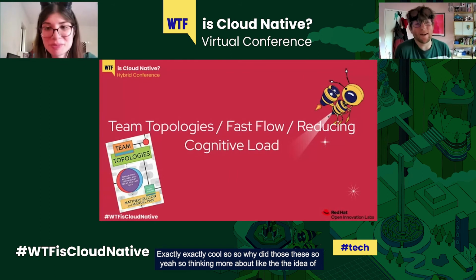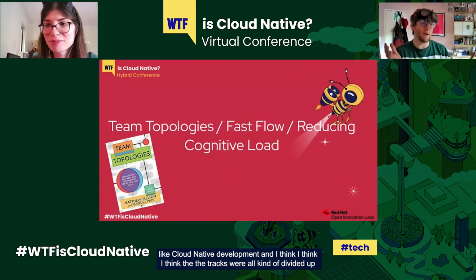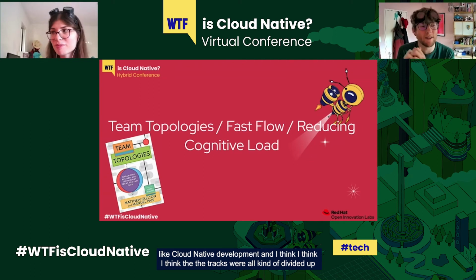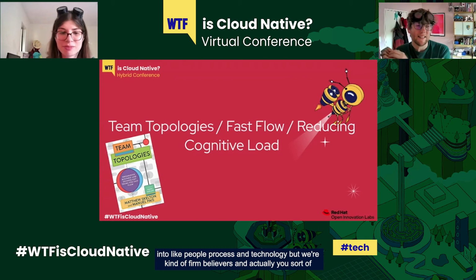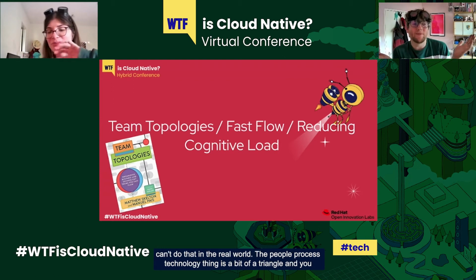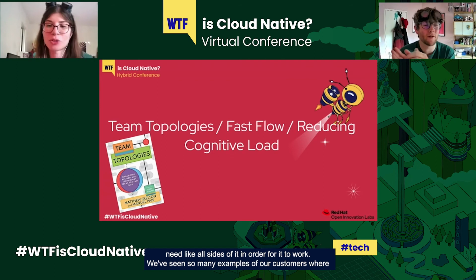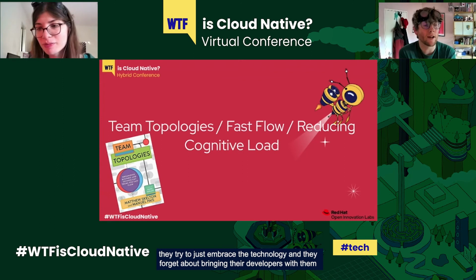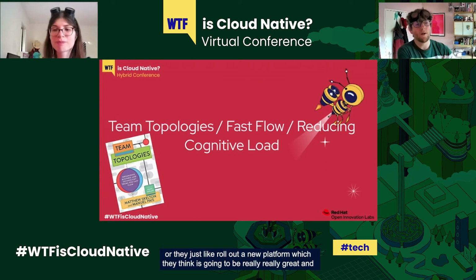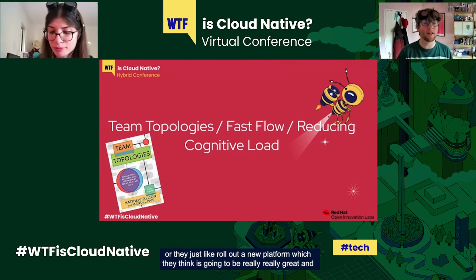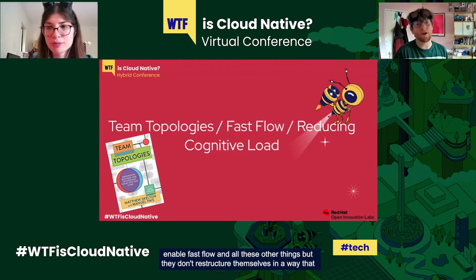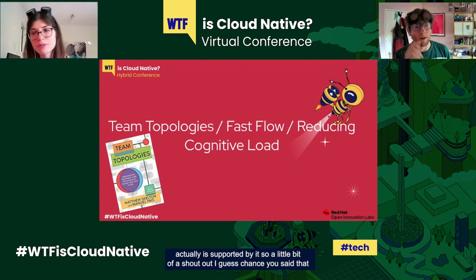So why we did all these? Thinking more about the idea of cloud native development, I think the tracks were all kind of divided up into people, process, and technology, but we're kind of firm believers that you can't do that in the real world. The people, process, technology thing is a bit of a triangle, and you need all sides of it in order for it to work. We've seen so many examples of our customers where they try to just embrace the technology and they forget about bringing their developers with them, or they roll out a new platform which they think is going to be really great and enable fast flow and all these other things, but they don't restructure themselves in a way that actually is supported by it. So a little bit of a shout out, I guess.